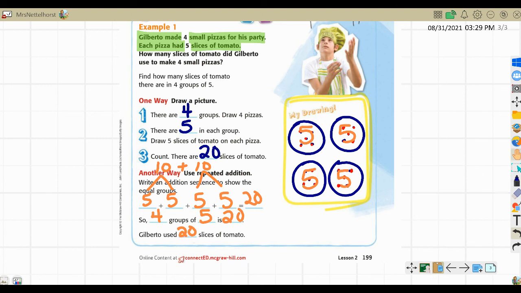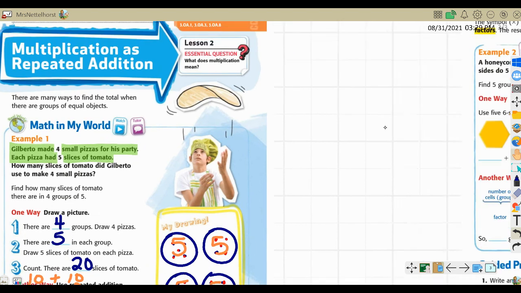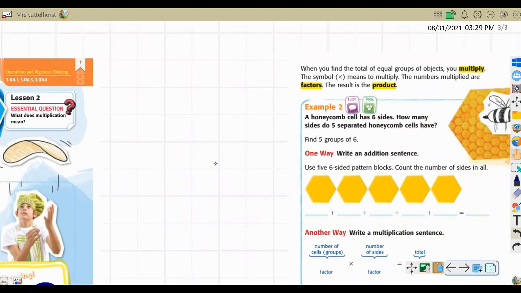Okay, now we're going to go to the next page, to page 200. So you'll have to switch over in Class Dojo and then continue this video.